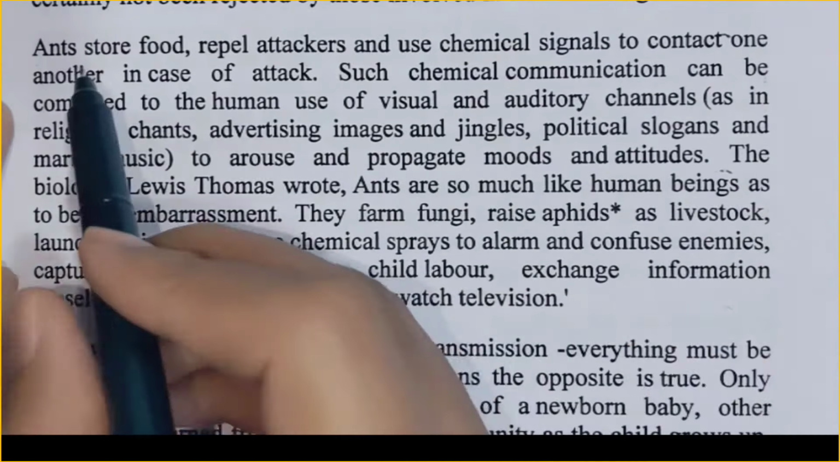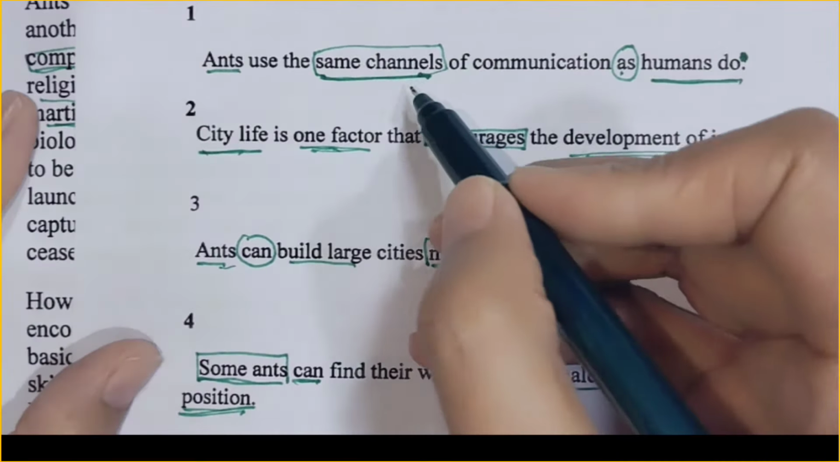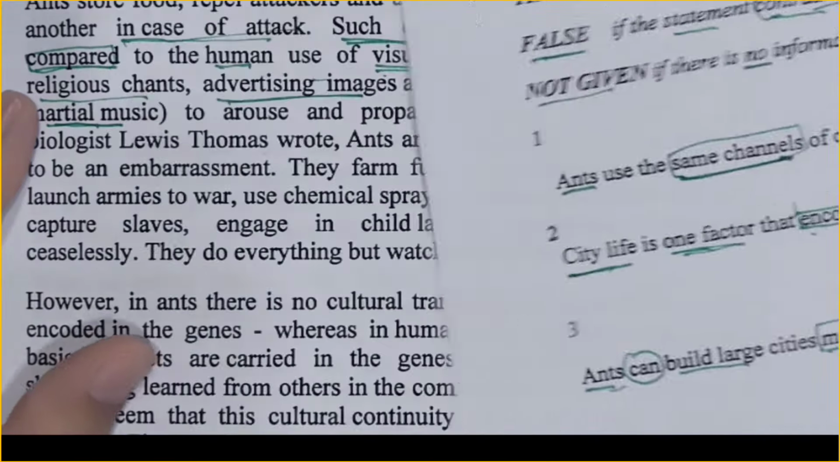So let's start with me. The question is: ants use the same channels. Here they are saying same channels of communication as humans do. So what is in our area of answer? Such chemical communication can be compared. It can be compared, but they are not saying it's the same as human use of visual and auditory channels. Here they are saying same channels, but there they are saying can be compared.